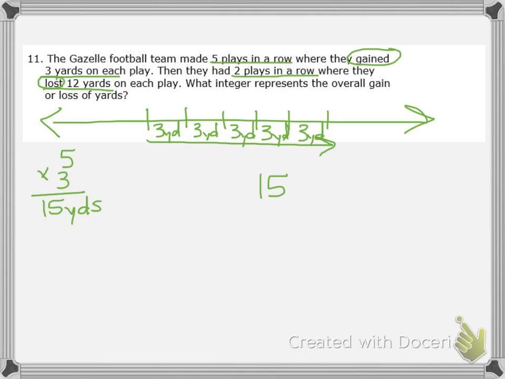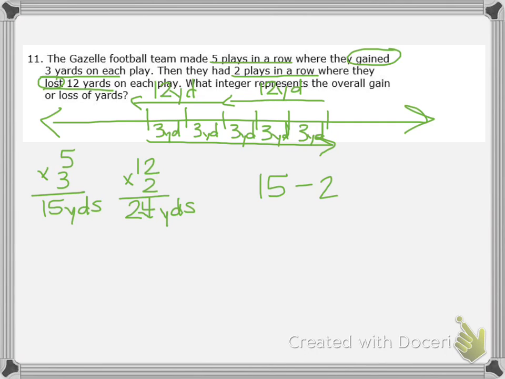Alright, then it says 2 plays in a row, they lost yards. So they're going to go back this way for 2 plays. And each time they go back, they're losing 12 yards. So now I want to find how many yards they lost. So I could do 12 plus 12, or I could just do 12 times 2. And I get 24 yards. Alright, so they gained 15 yards, but then they lost, so I'm going to take away now 24 yards.